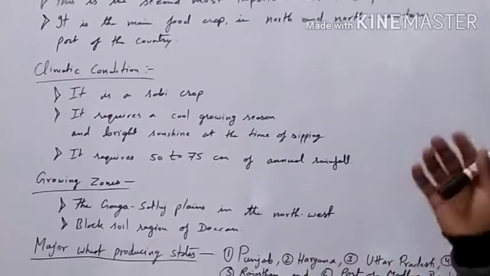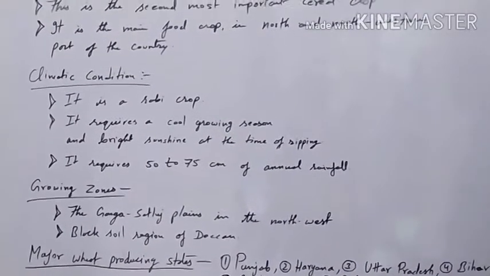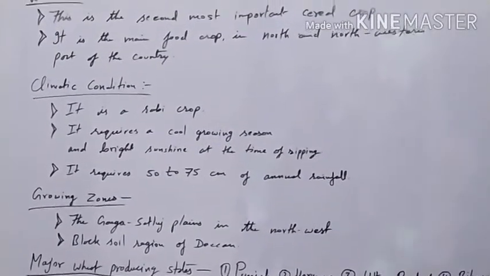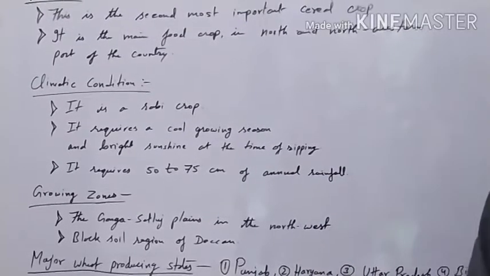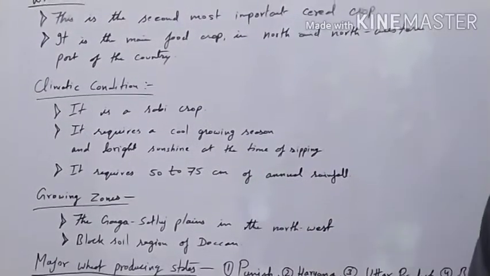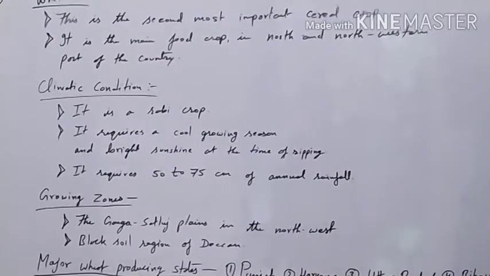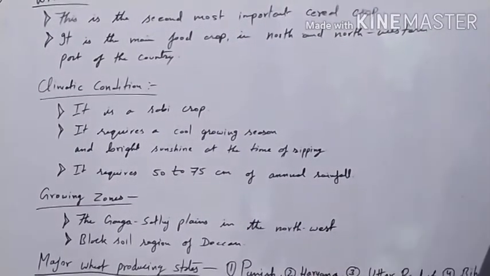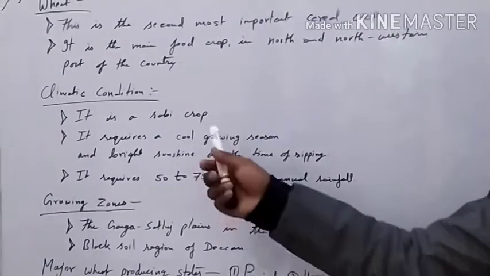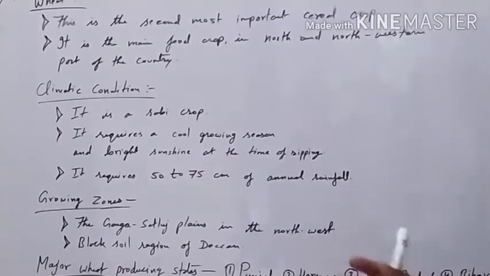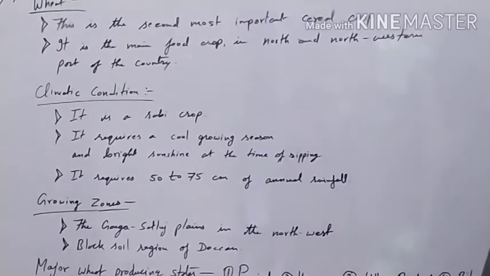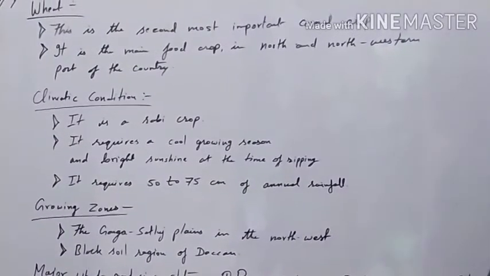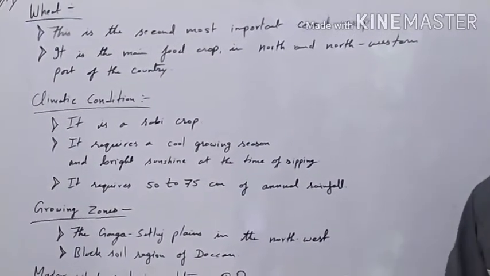That means when the time comes to harvest, before that there is a reaping season. At the time of reaping, the crops require bright sunshine. And for most of the months in which it grows, it should be a cool growing season. That means the season must be cool, and during the time of reaping the weather should be shining, bright sunshine should be there.